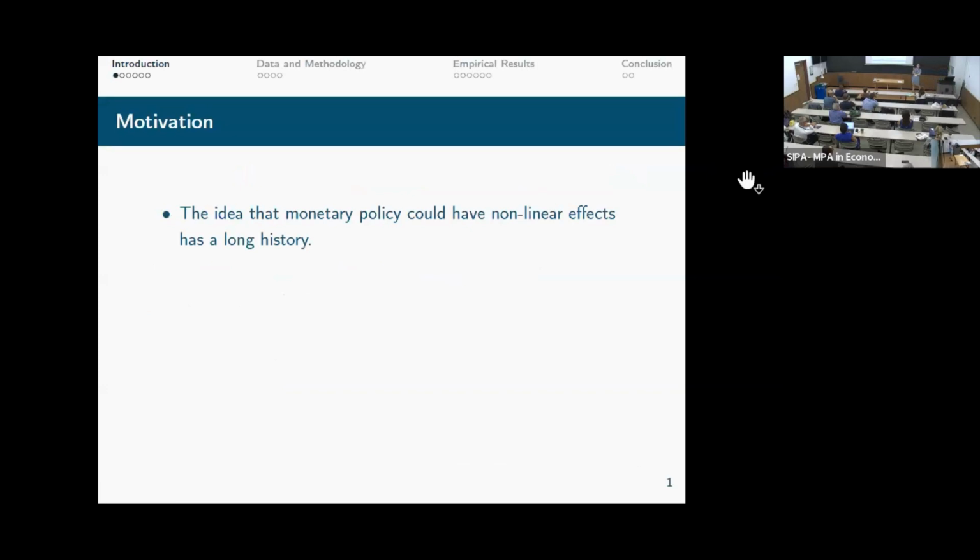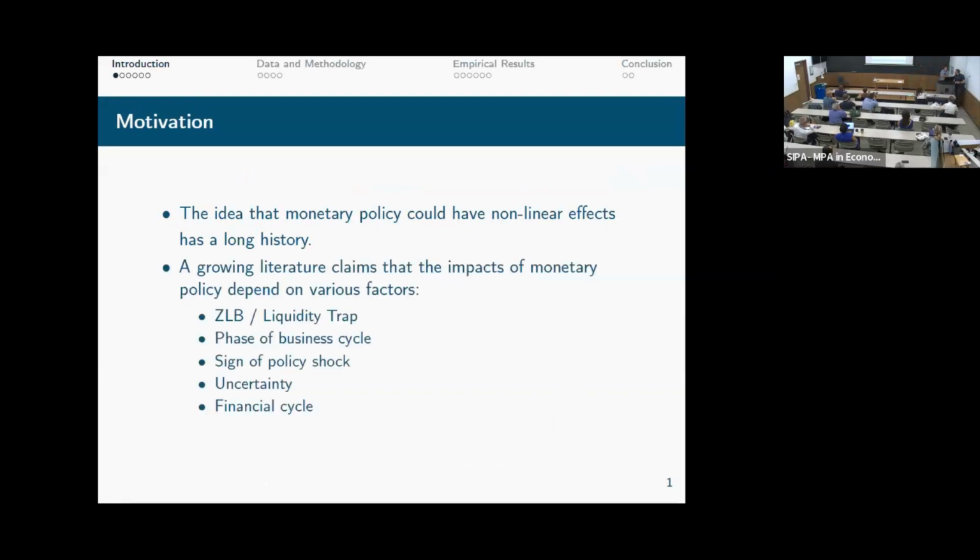The idea that monetary policy could have nonlinear effects has quite a long history, dating back to Keynes's pushing on a string argument. More recently, a growing literature claims that the impacts of monetary policy depend on various factors like the zero lower bound, liquidity trap, phase of the business cycle, sign of the policy shock, uncertainty, financial cycle, etc. There is a quite large literature trying to understand the nonlinearity depending on these variables.